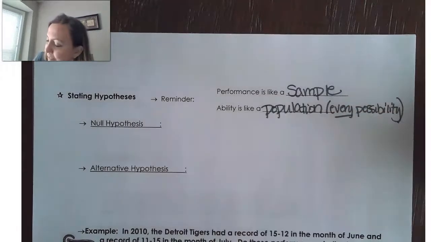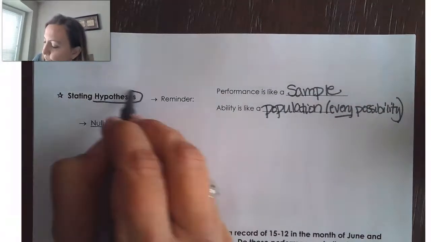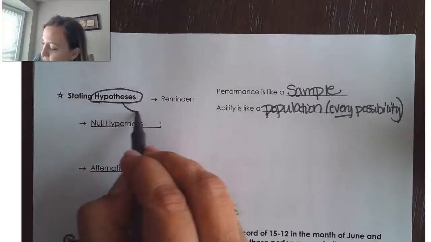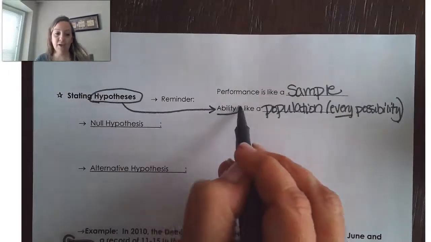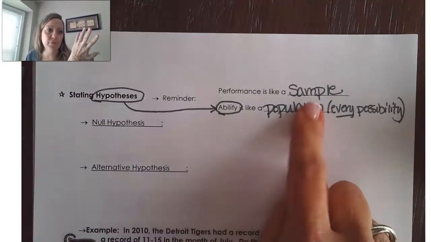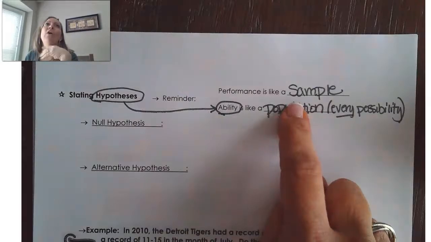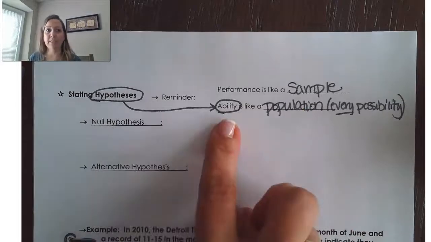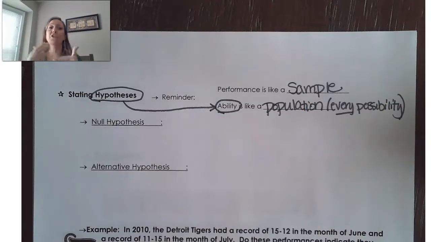And so when we state hypotheses, we're always going to talk about ability in our hypotheses, because a hypothesis is something that we're guessing. We don't need to guess about a performance. A performance is a fact. We know that a performance could be better than something else, but we're hypothesizing about ability because of that hypothetical nature of ability, with that having the infinite number of times.